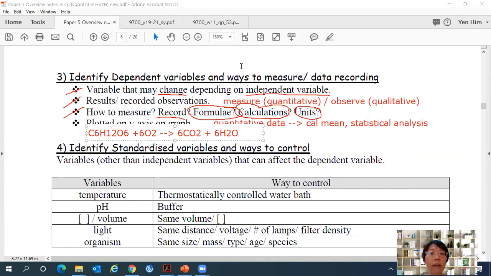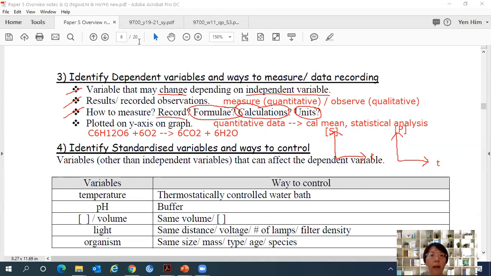Okay, and then you have learned from your AS that when I want to measure the rate of reaction, there are 2 ways I can measure, right, based on the graph that I have learned. Either it is substrate concentration versus time, or product concentration versus time.